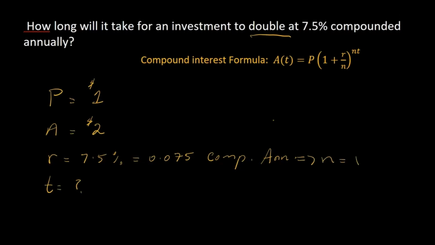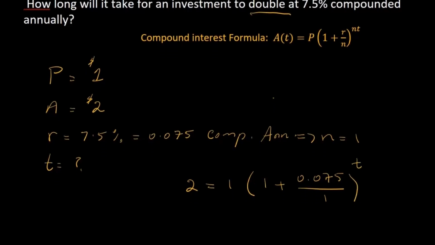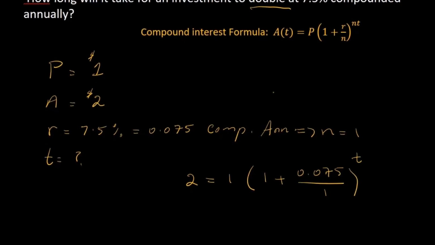Now let's go ahead and plug numbers in and see what we get. So we have 2 equals 1, which is P, times 1 plus 0.075 over 1. I didn't have to do that, but I'm going to write it up anyway. And then to the power of 1 times T, which is T. All right, now let's do some mathematical gymnastics to simplify the bracket. So that would be 1.075 to the power of T.